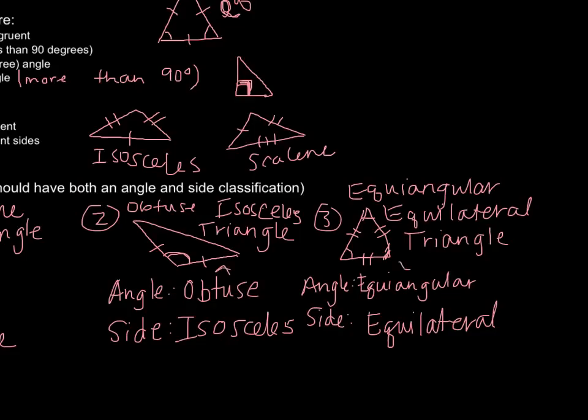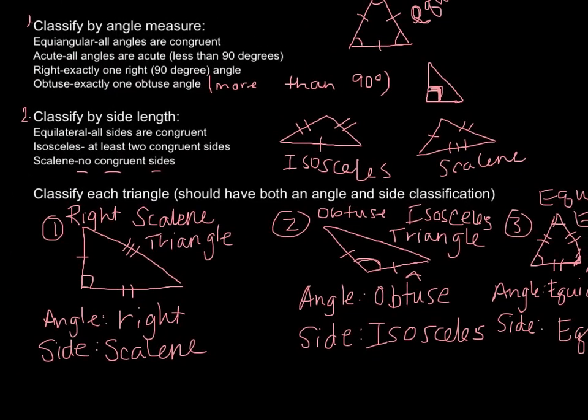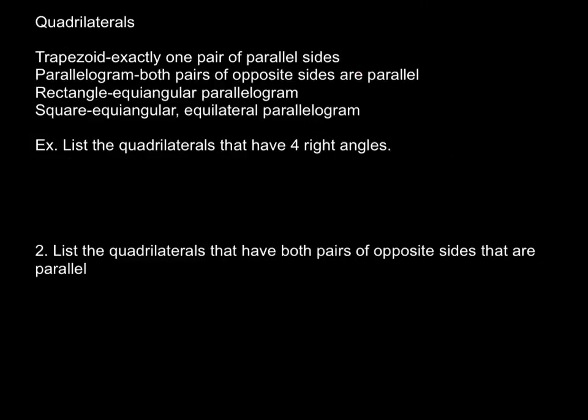And like I said before, when you're doing this, you're really going to call this one an isosceles. You're going to call this one an equilateral triangle. And this one will be a scaling triangle. That's typically how we classify triangles, is by their sides, not usually by their angles. But it's good to know how to classify them using angles as well. Okay, let's go to the next slide here.